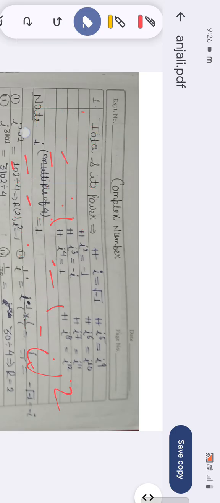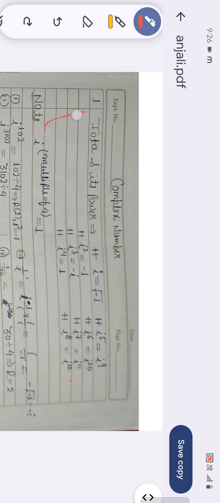So it is clear. Next we can find out the value of iota to the power 5, which is equal to iota to the power 4 times iota. The value of iota to the power 4 is 1, multiplied by iota, so the value of iota to the power 5 is iota. Similarly, we can find out iota to the power 6, iota to the power 7 and iota to the power 8.